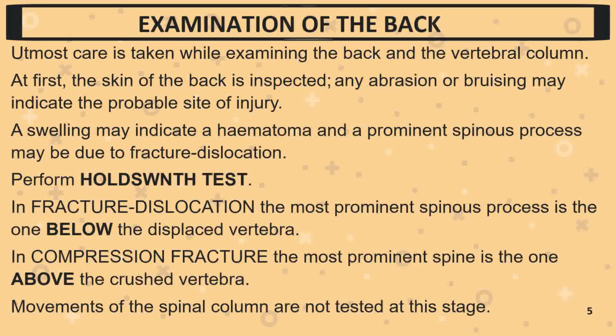In fracture dislocation, the most prominent spinous process is the one below the displaced vertebra. On the other hand, in compression fracture, the most prominent spine is the one above the crushed vertebra. A palpable swelling along the vertebral column usually indicates a hematoma, which will give positive fluctuation test. Movements of the spinal column are not tested at this stage until and unless the stability of the spine is established by radiological tests. Fracture of the coccyx may be detected by a per-rectal examination.